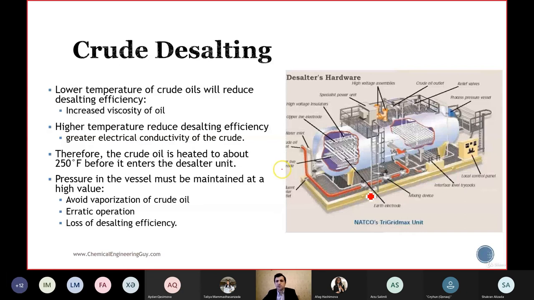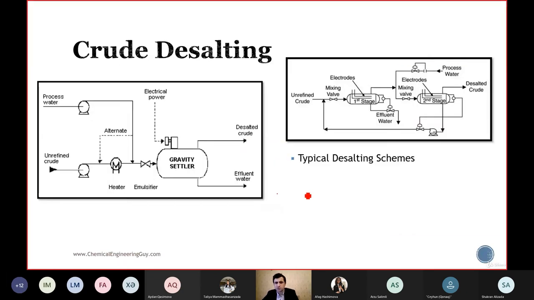So this is the PFD of the desalter. Typically two-stage desalters are used. We have the unrefined crude. We have the water, which comes from the second stage. And we have the mixing valve and electrodes in the first stage. We have the wash process water, and process water is added to, let's say, the second stage. We use the recycled water in the first stage.